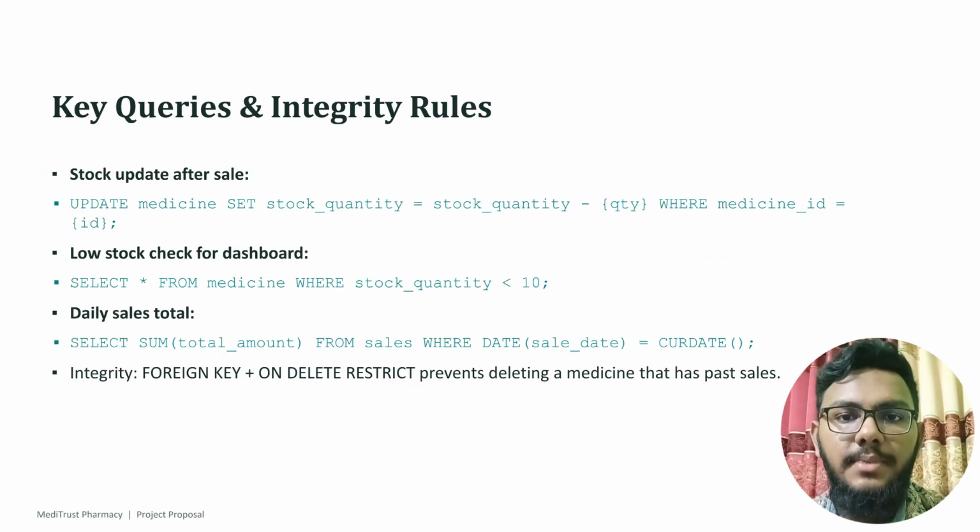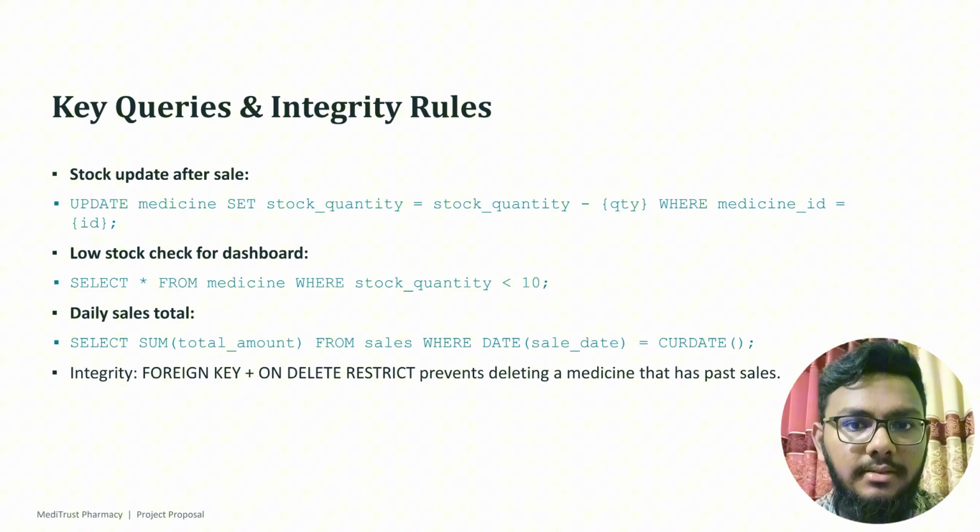Now, I will explain some important SQL queries and integrity rules used in our project. The first query updates the medicine stock after every sale. Whenever a customer purchases medicine, the sold quantity is automatically deducted from the available stock. The second query checks for medicines with low stock. If the stock quantity becomes less than 10, the medicine can be shown on the dashboard so that the pharmacy knows it needs to restock it.